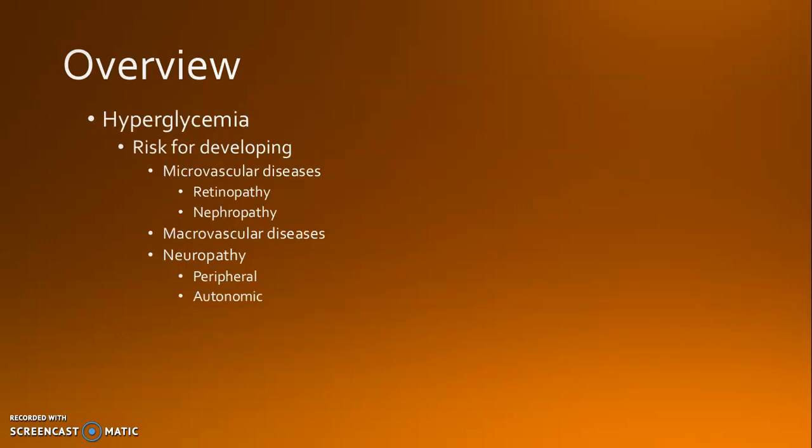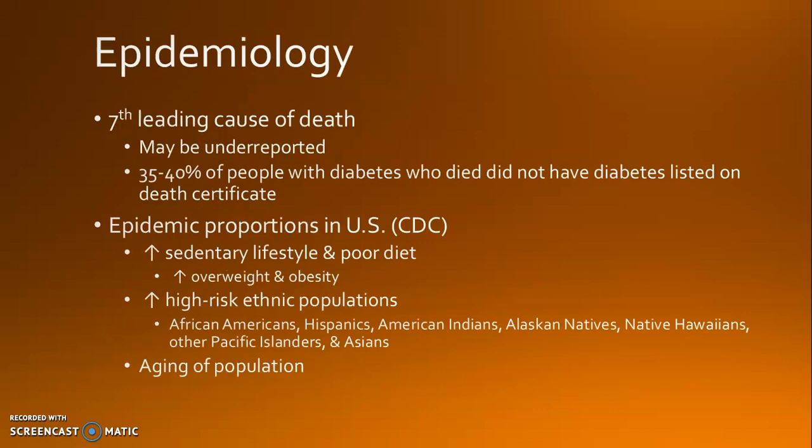So hyperglycemia, which by definition is a high concentration of blood glucose, has a risk for developing several different complications. It has a risk for developing microvascular diseases, which includes retinopathy and nephropathy, macrovascular diseases, which we'll talk about as well, and neuropathy that can be both peripheral and autonomic. It's the seventh leading cause of death, and this may be underreported.